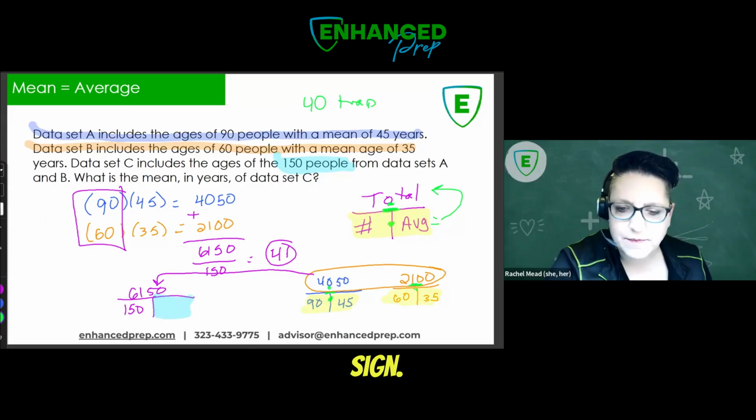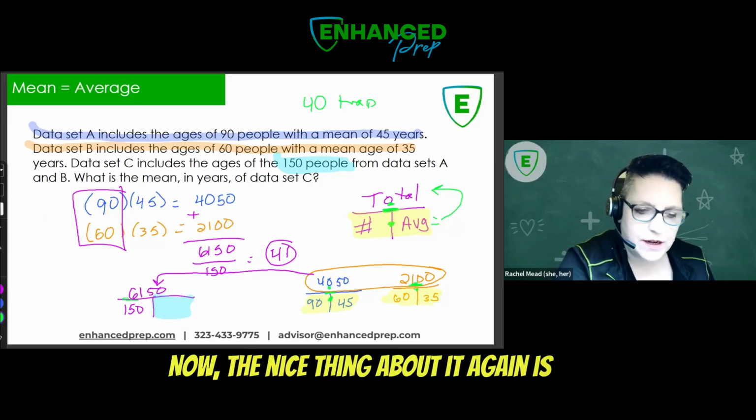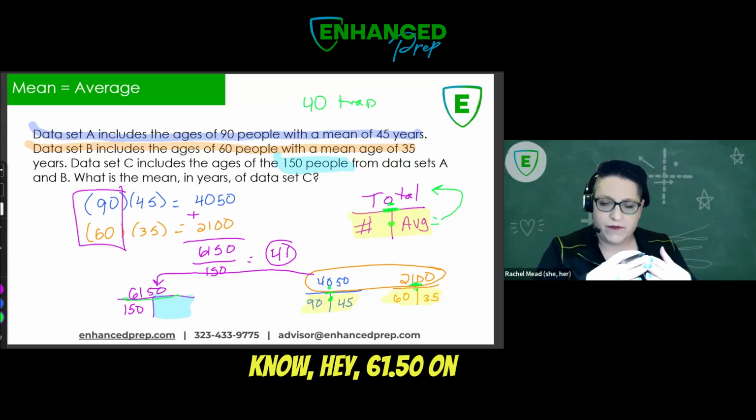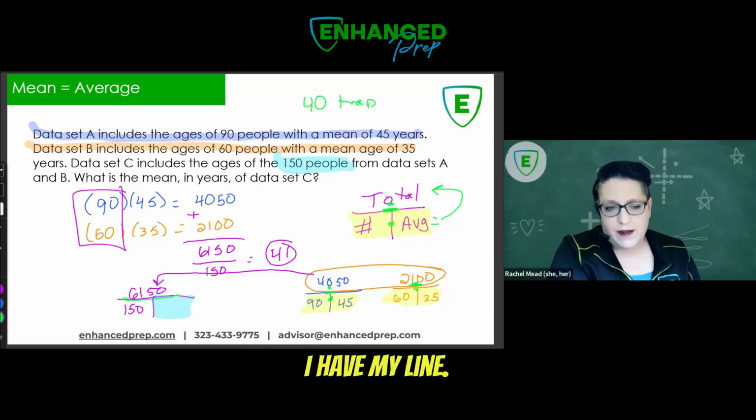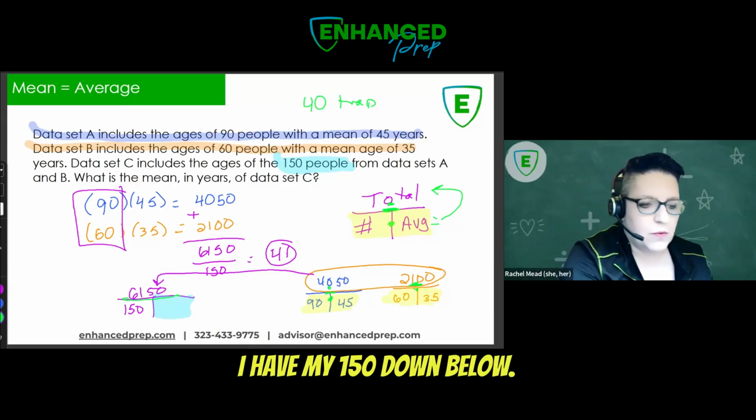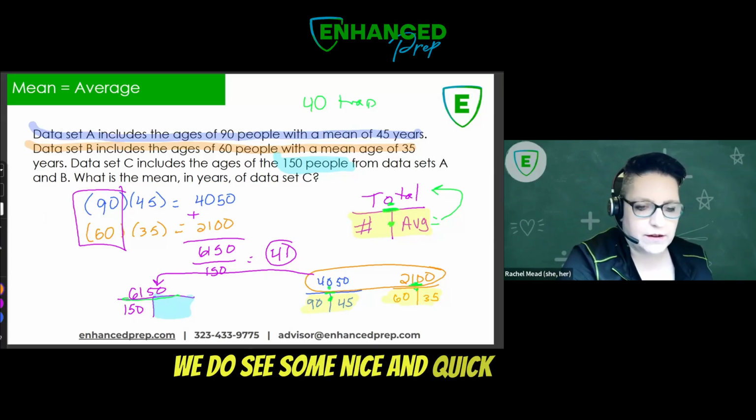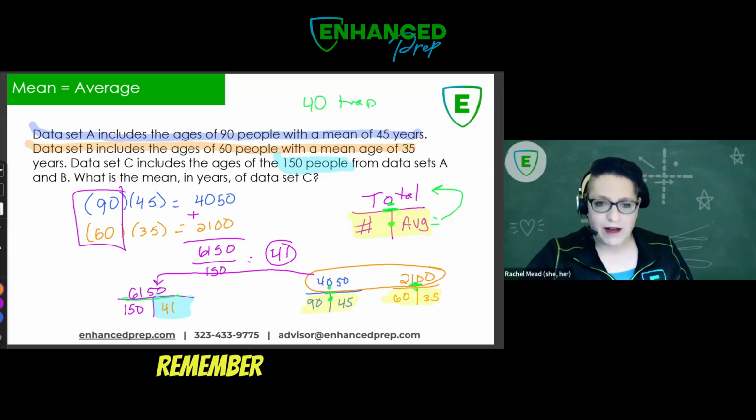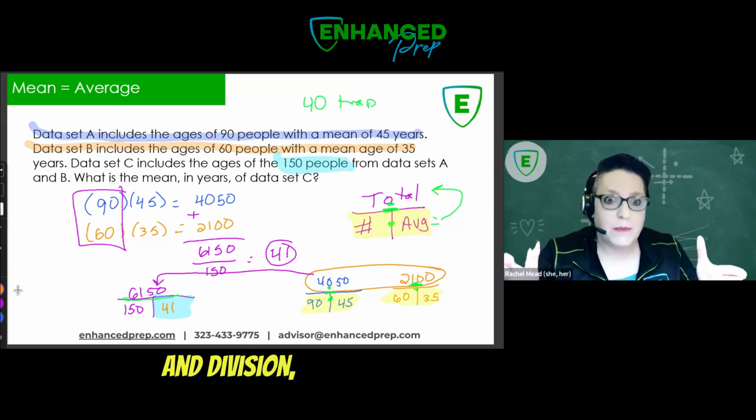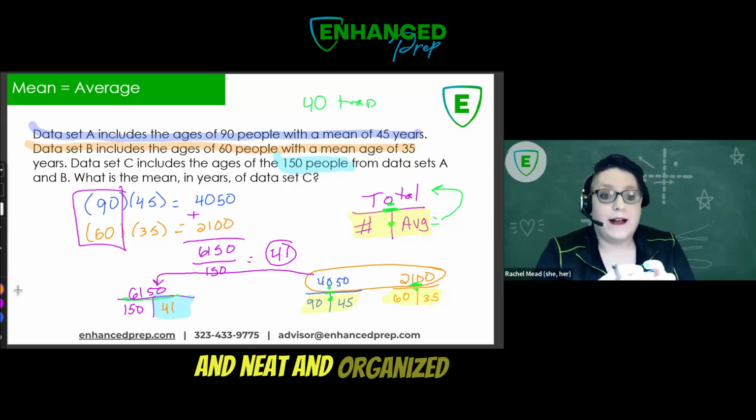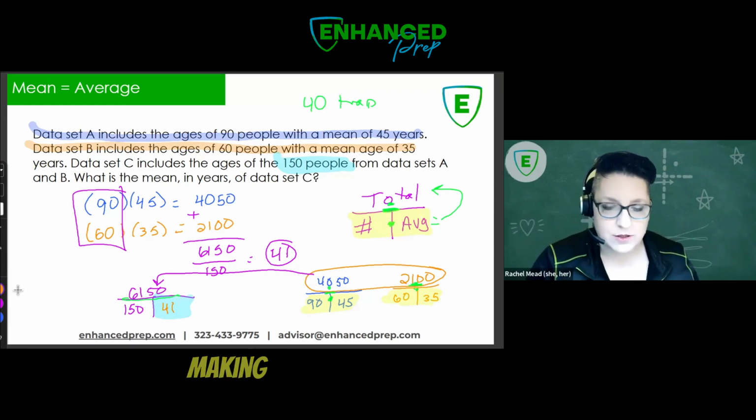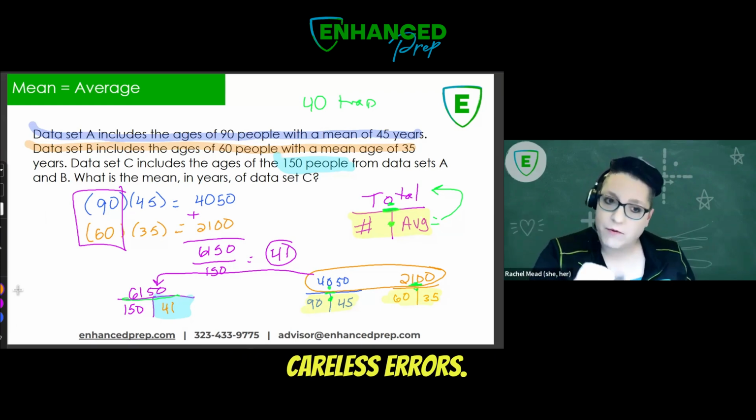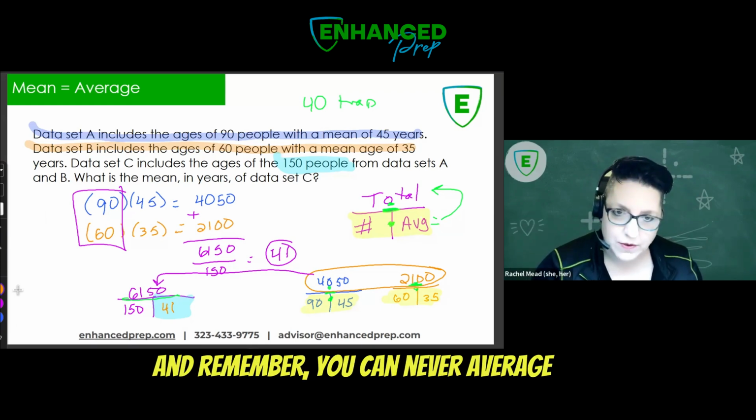And that's going to help tell us what we're doing down here with these two pieces by way of that hidden division sign. Now, the nice thing about it again is we know, hey, 6,150 on top. I have my line. I have my 150 down below. We do see some nice and quick division coming through. Remember, you have your Desmos app that you can use to do this multiplication and division, but keeping your work nice and neat and organized is vital to making sure you're not making any careless errors. And remember, you can never average two averages.